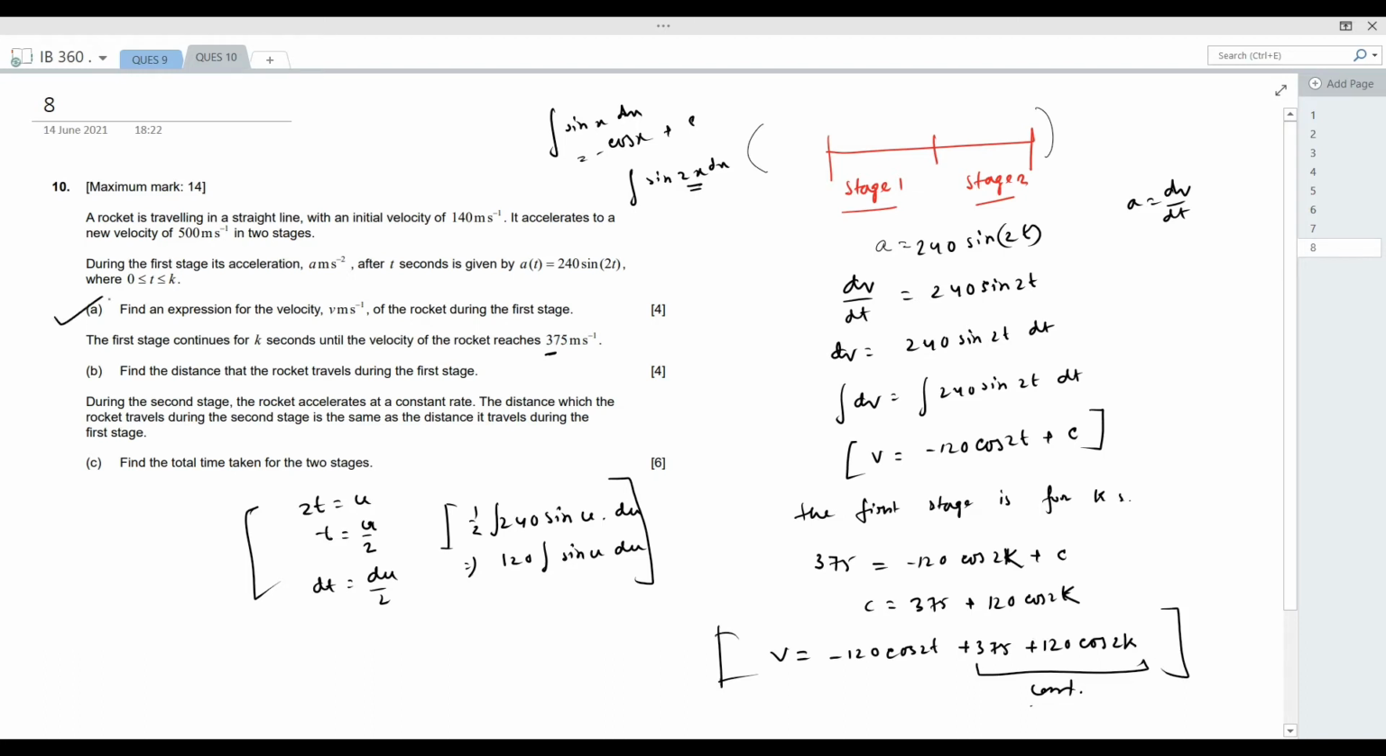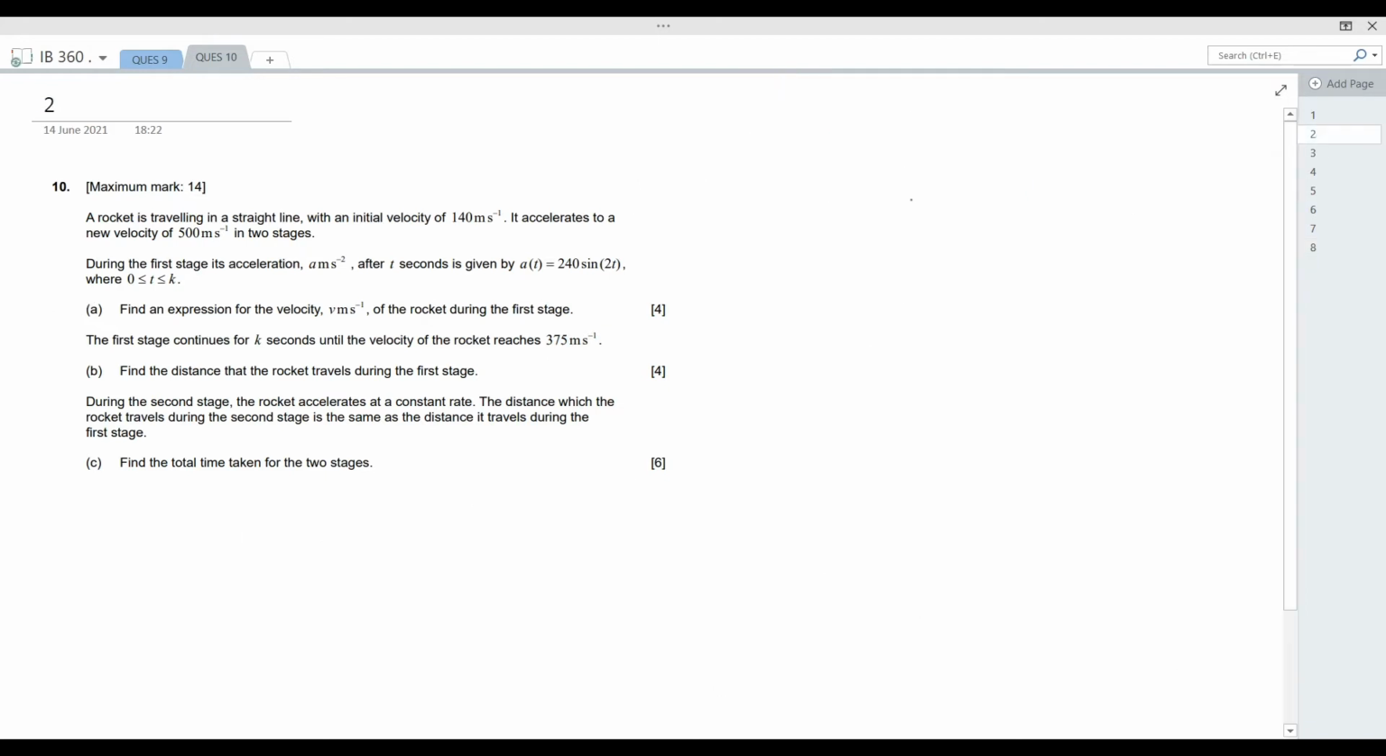Now the first stage continues for k seconds until the velocity of the rocket reaches 375 meters per second. Now find the distance that the rocket travels during the first stage. If the points are a, b and c, we need to find AB, which is stage 1. Let me take another page, and let the distance be x. Then dx/dt equals v.